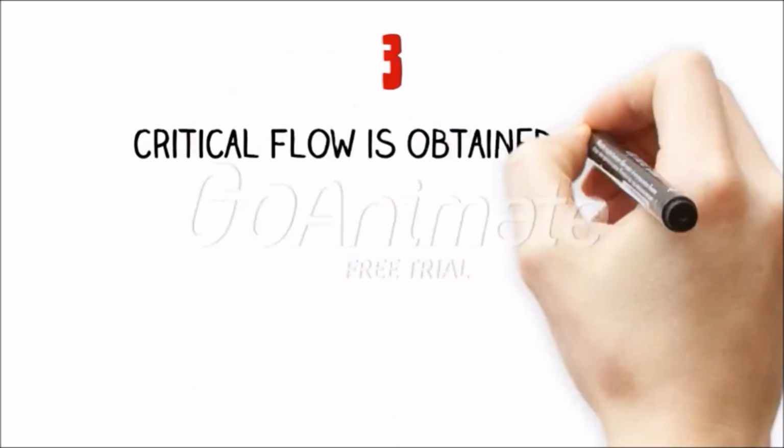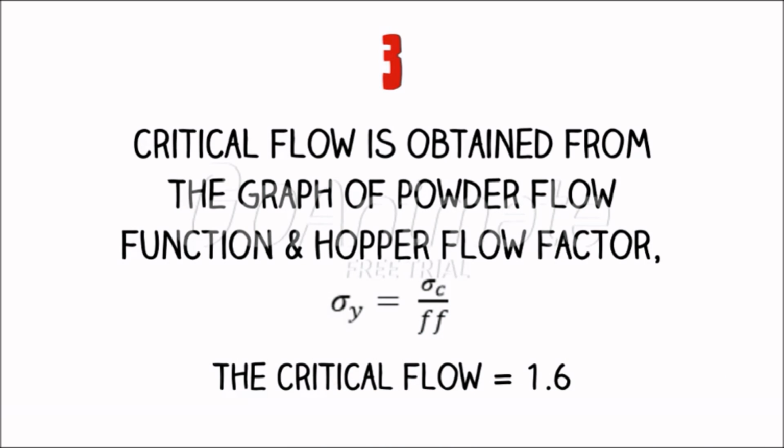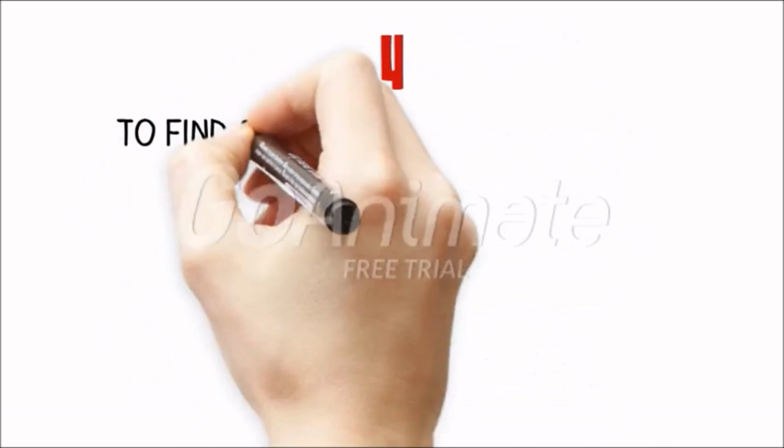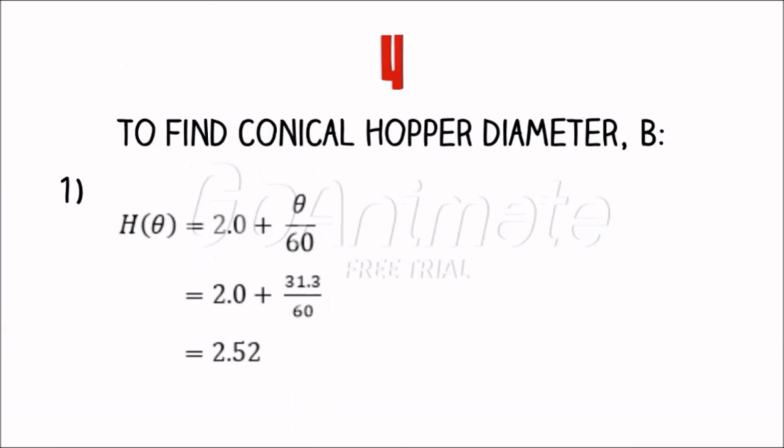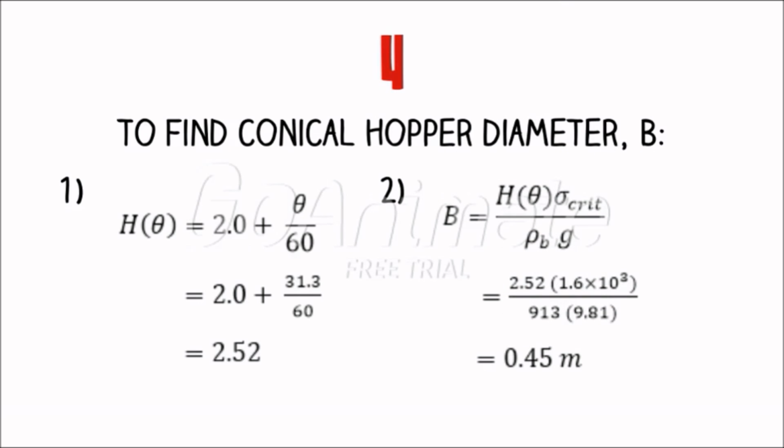Third, the critical flow is obtained from the graph of the powder flow function and the hopper flow factor, with the equation below. Thus, the critical flow is 1.6. Fourth, to find the conical hopper diameter, H is calculated, which is equal to 2.52. Hence the hopper diameter obtained is 0.45 meter.